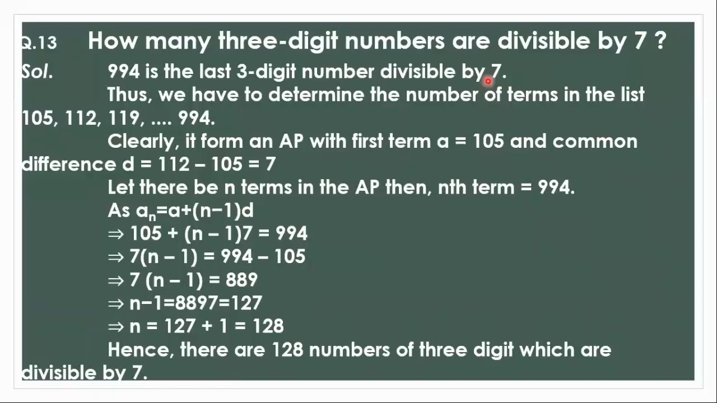7, you will get the first term, 105. Then take the greatest number, 999, and divide it by 7. You got remainder 5. That you subtract from 999, you'll get the last term. Am I clear, children? Yes, ma'am.